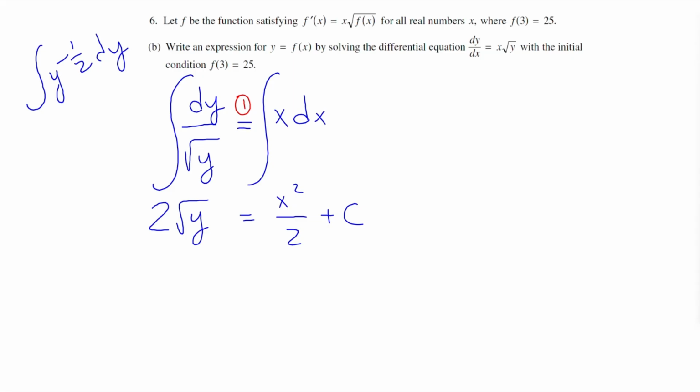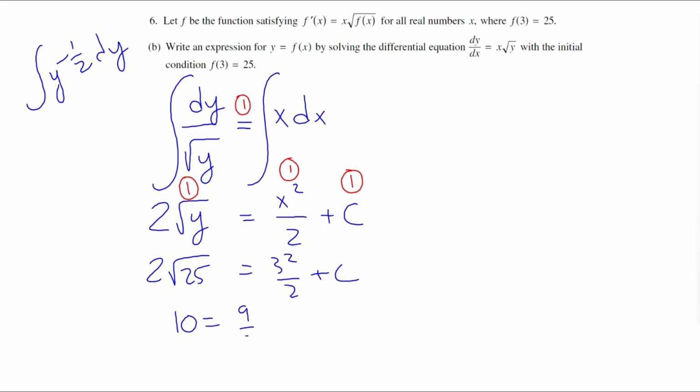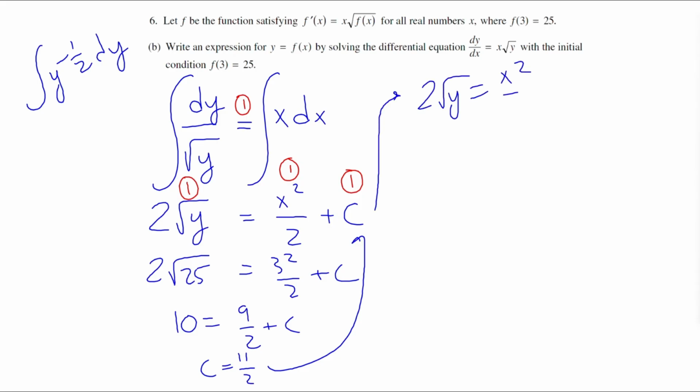So we get the points for this: 1 point for each antiderivative, and 1 point for just putting your plus c. And then now we'll plug in x equals 3 and y equals 25. So we have 2 root 25 equals 3 squared over 2 plus c. But 2 root 25 is 10. So 10 equals 9/2 plus c, which gives us c is equal to 11/2. And we'll then plug that back into our 2 root y equals x squared over 2 plus c, so plus 11/2.